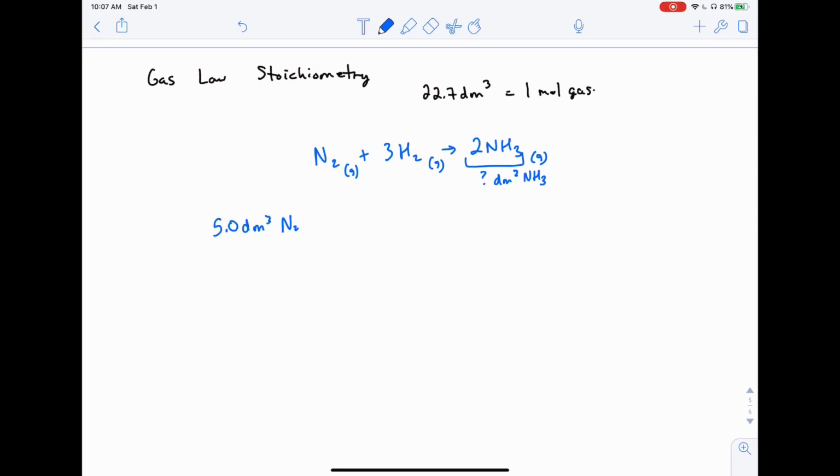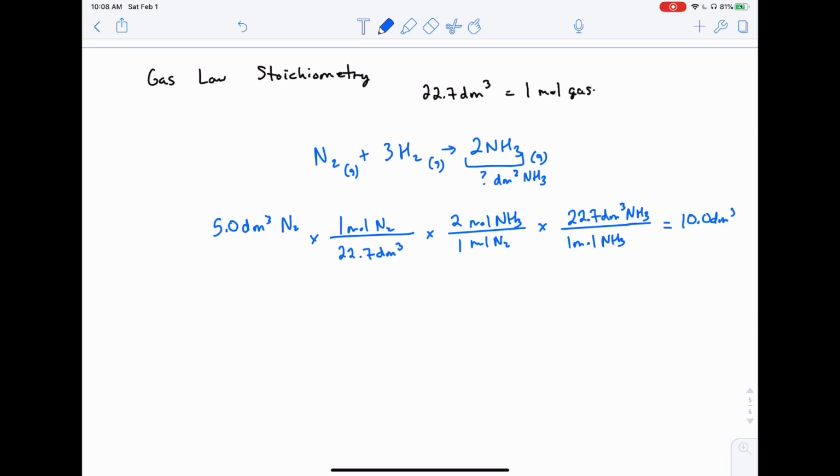Okay, I'm going to do it in fact label form because I think it'll show my explanation a little bit better. So 22.7 decimeters cubed is equal to 1 mole of N2. Now that we're at moles of N2, what do we do? Exactly, moles of NH3 from moles of N2, so that's 1 to 2. And then 1 mole of NH3 is 22.7 decimeters cubed of NH3, which ended up getting you 10 decimeters cubed of NH3.